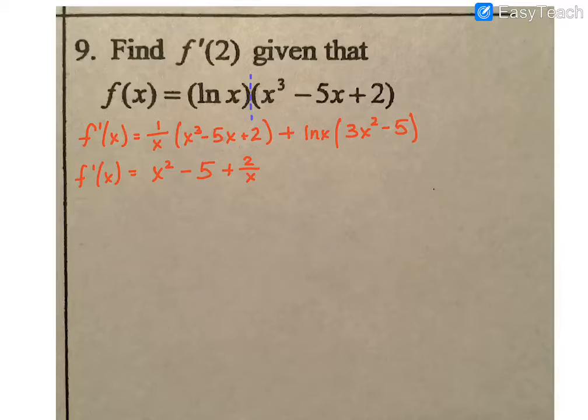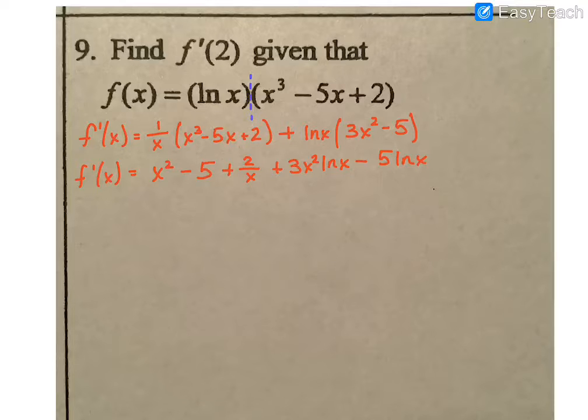I'm also going to go ahead and distribute in the second part. And again, maybe I don't want to distribute there. Well, I'm going to go ahead and distribute. So it's the natural log of x times 3x squared. So 3x squared natural log of x, and then minus 5 times the natural log of x.